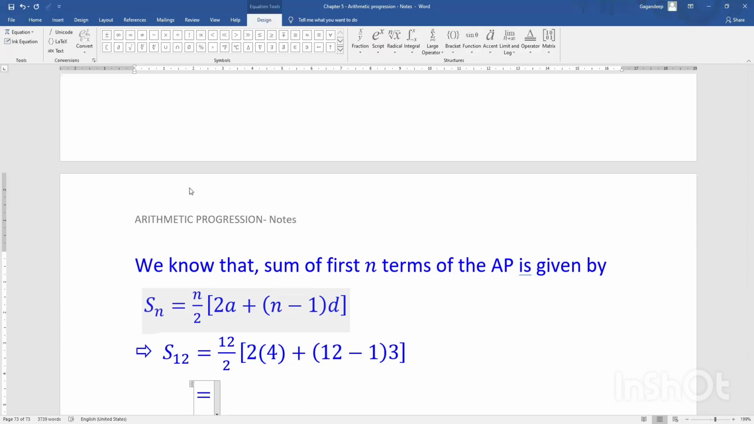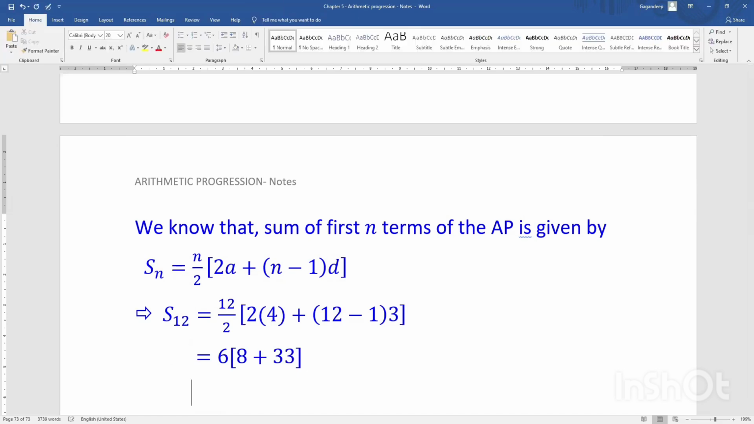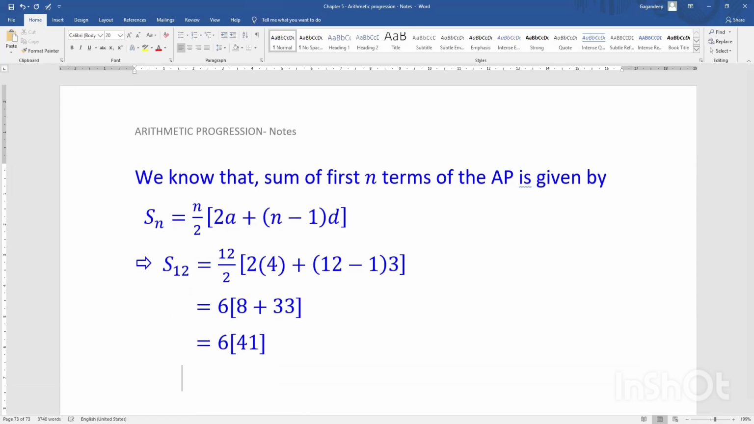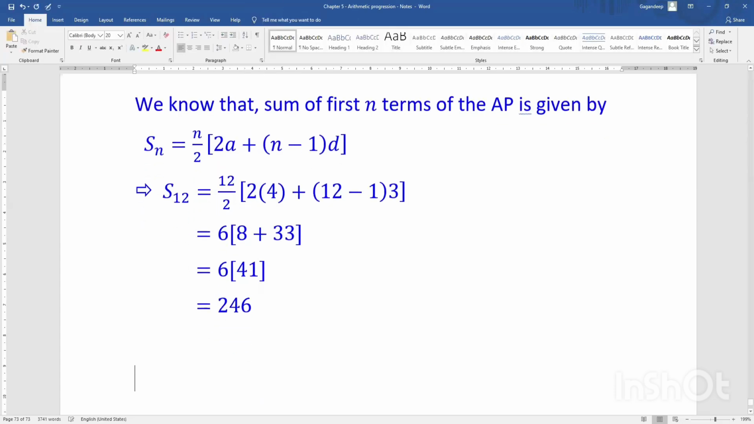So it's equal to, we get it as 12 by 2. So 12 by 2 is how much? It is 6. Then bracket open, we have 2 4 is 8. 8 plus 11 into 3, because 12 minus 1 is 11, and 11 into 3 is 33. So it's 6 into bracket open, 33 plus 8 is 41. Or it's equal to 41 into 6 is 246. Right. Okay, children. Now I move on to the next problem.